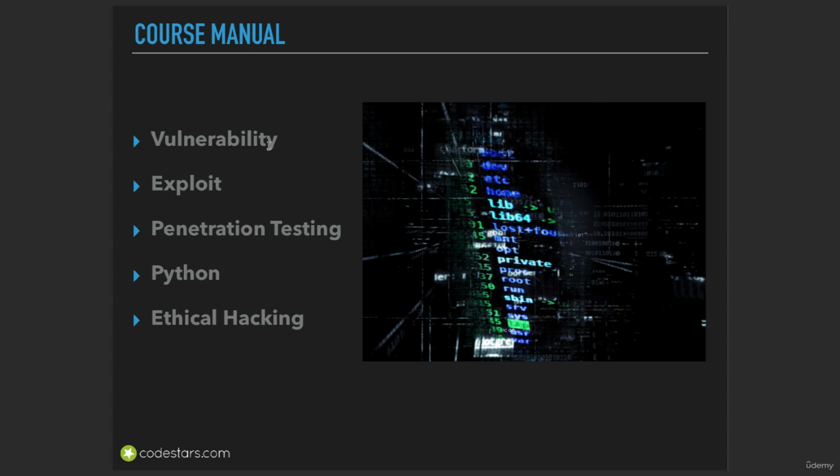Vulnerability means weakness in a system. So hackers try to find some vulnerabilities, some weaknesses, and they leverage that weakness in order to gain unauthorized access. That leveraging process is called exploit. So we find vulnerabilities and we exploit them. We use that weakness in order to gain some unauthorized access.